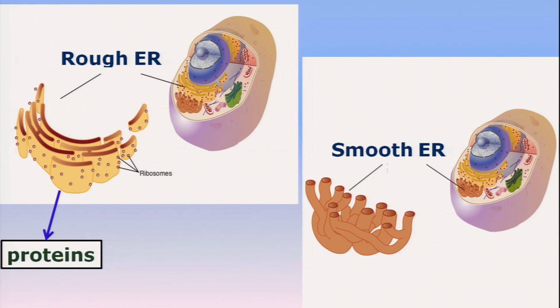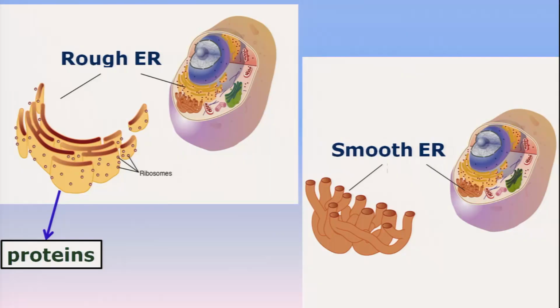And what about smooth endoplasmic reticulum? They do not have ribosomes attached to their surfaces. They synthesize lipids. So, rough endoplasmic reticulum synthesizes proteins and smooth endoplasmic reticulum synthesizes lipids. We'll see the function of endoplasmic reticulum.